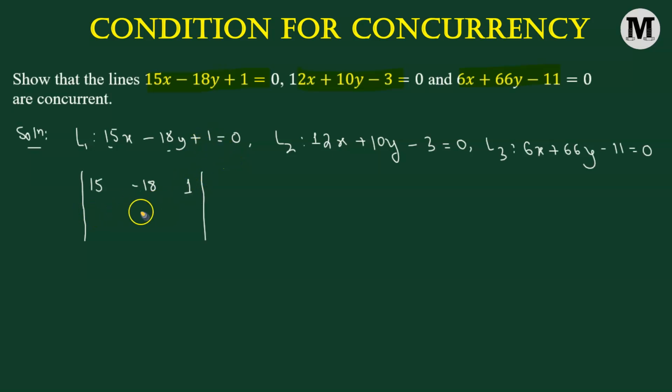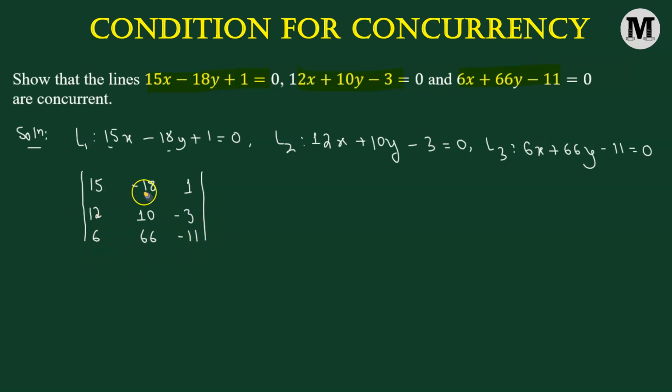Next, in the second row, we choose the coefficients of the line L2. So the coefficient of x, that's 12. Then the coefficient of y, that's 10. And then the constant term, that's negative 3. And finally, in the third row, we consider the line L3. We start with the coefficient of x, that's 6. Then the coefficient of y, that's 66. And then the constant term, that's negative 11.